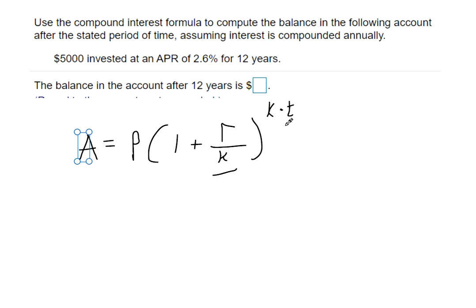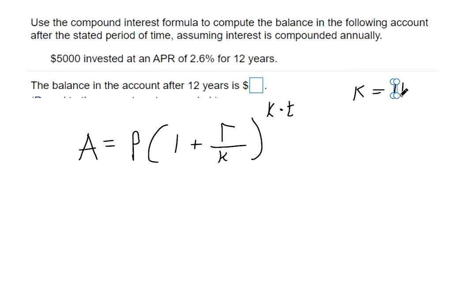Sometimes you'll see the letters switched. Instead of K, it might say, I don't know, maybe it says N. K stands for the number of times that we compound, so the compound periods. So for instance, if we compound our interest monthly, that means we compound it 12 times a year. If they say compounded quarterly, that means 4 times a year. If they say compounded daily, that means 365 times a year. So those are numbers for K. 12, 4, 365.